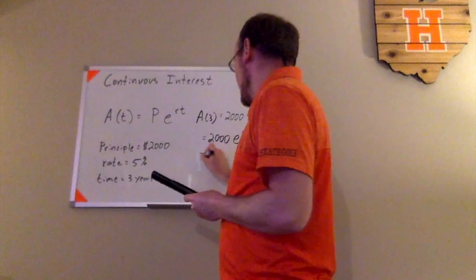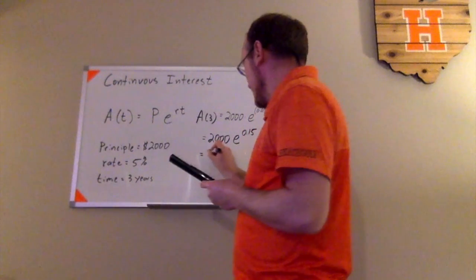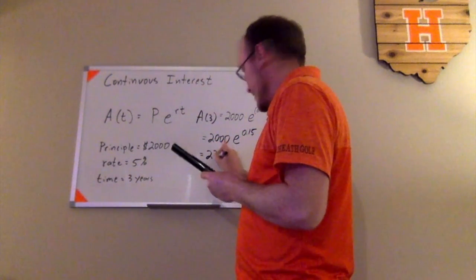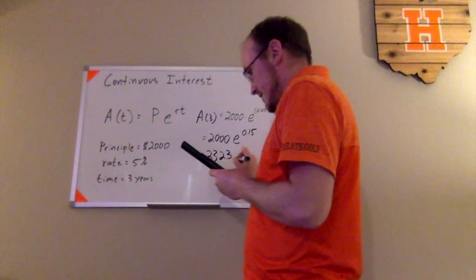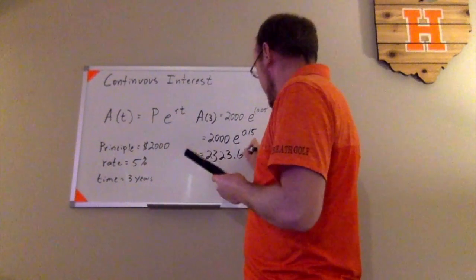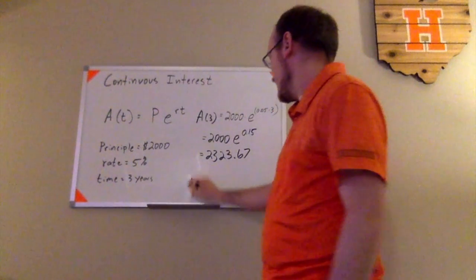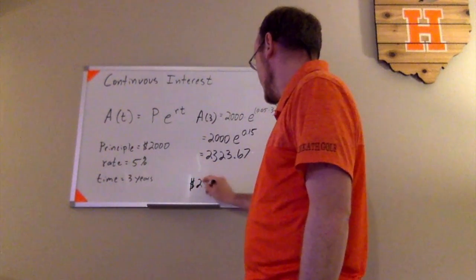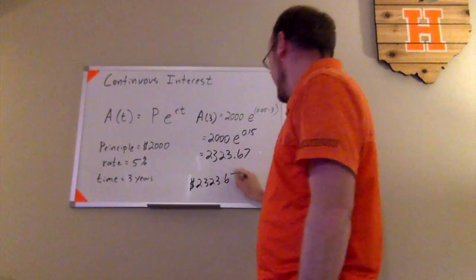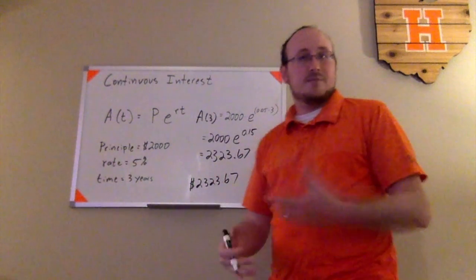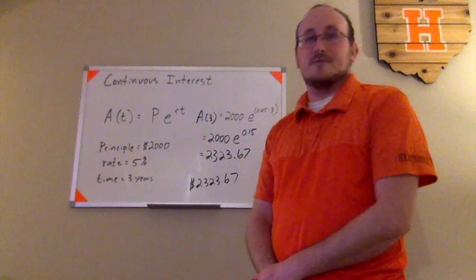Now we'll round to 2 decimal places, since we're dealing with money. We have $2,323.67 for that. That would be the amount of money in this account after 3 years.